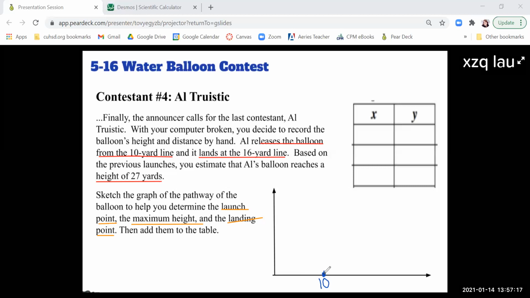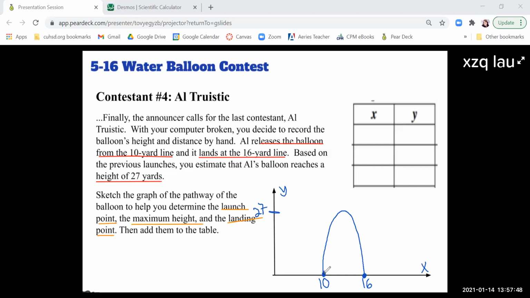And then it's going to land at the 16-yard line. So, a little ways further, 16, it'll be back on the ground. And then it's going to go up in the air and come back down right there. So there's our water balloon launch. And it says that the maximum height is 27 feet. So remember, X is the horizontal distance, but Y represents the vertical distance, the height. So I'm going to put a 27 here on the Y-axis.